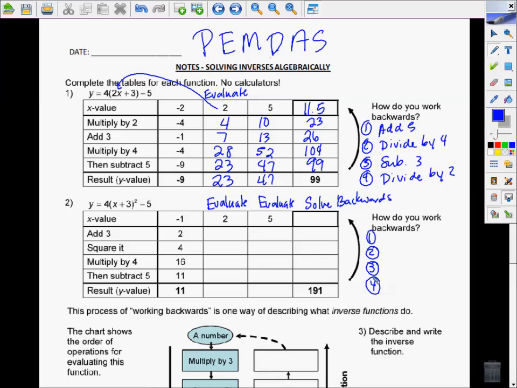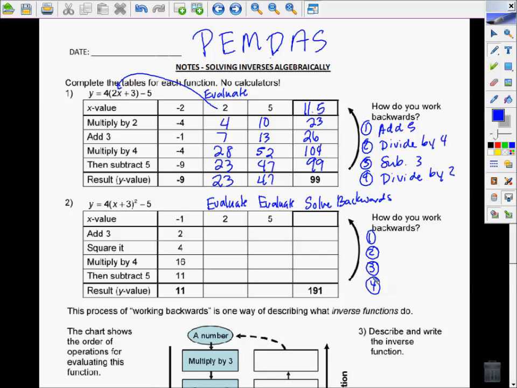Oh my gosh. We just went over this. That's the steps. Yeah, we just wrote down our steps. So instead of squaring it, what are we doing? Take the square root. So I'm going to take the square root.